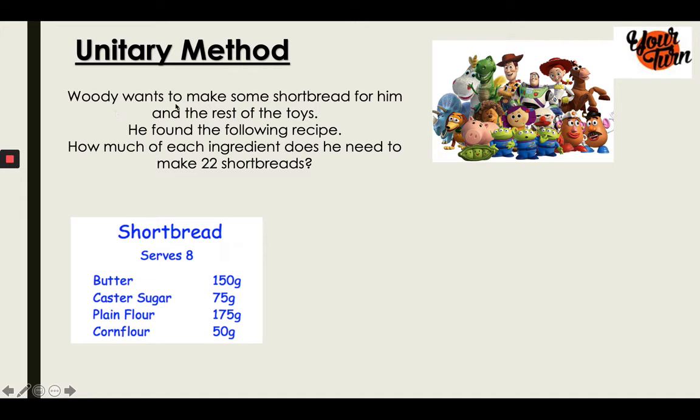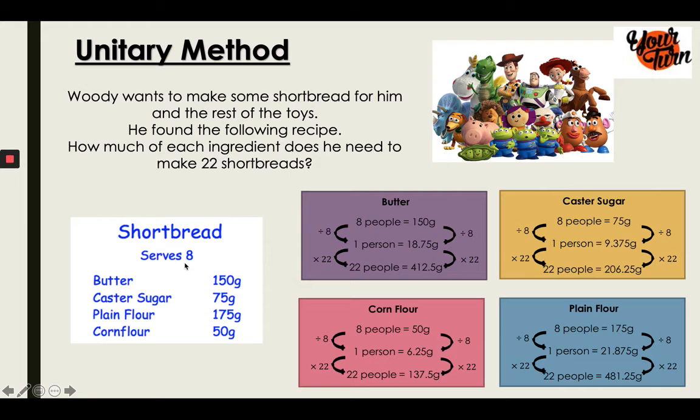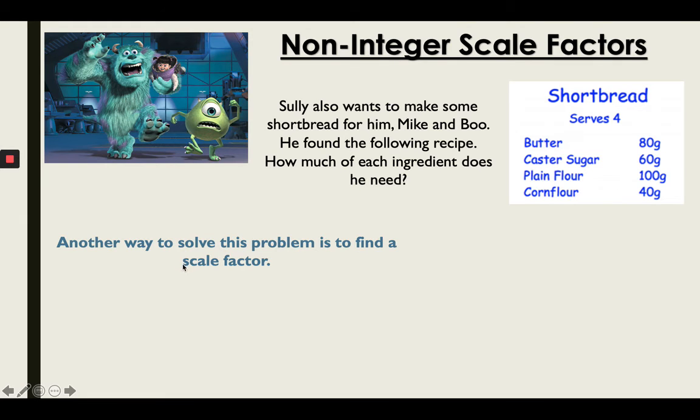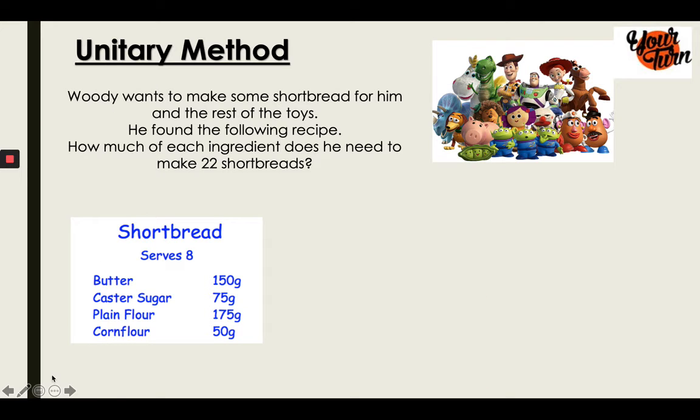what we've got here, Woody's going to make some shortbread, and he's got a recipe that serves 8, but he needs to serve 22. Eight does not go into 22 exactly, does it? So our scale factor isn't a whole number. So the best thing that we could do is use our unitary method.